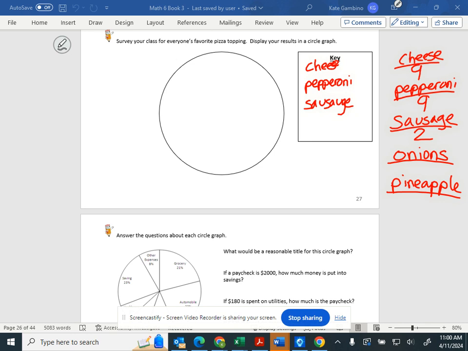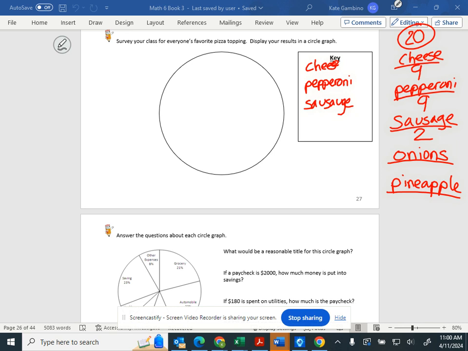What's an easier way to do it, Connor? Add math. 20. There were 20 of us, so our whole is 20. So what percent chose cheese? If 9 out of 20 chose cheese, 48. 48%. How did you get that, Melanie?